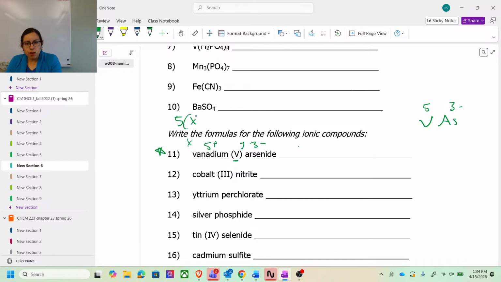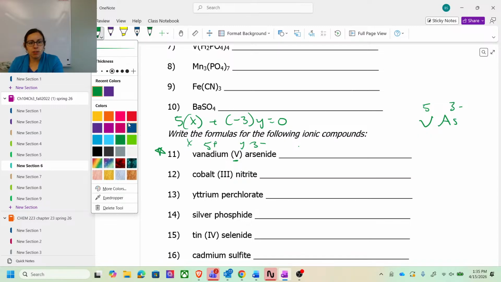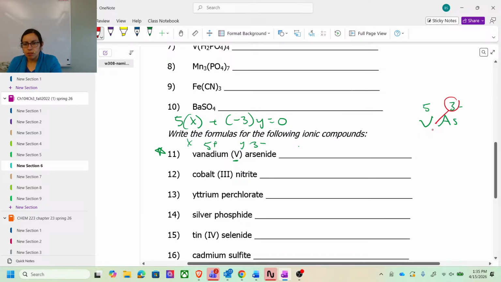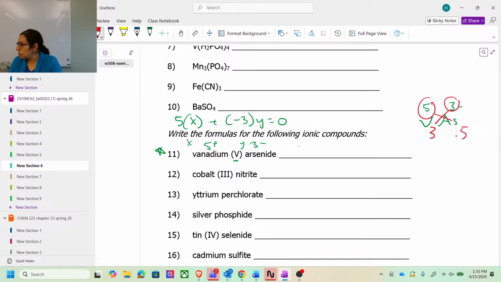So technically, we have 5x plus -3y gives us 0, right? So the easiest way to solve them is to plug in 3 for x and 5 for y, right? And then that balances out the charge. So I like doing this swap trick. So now we drag the 3 down there and the 5 down here. And then you double check that it's in the simplest ratios, but we'll kind of look at some caveats where this swap trick goes wrong. So you just double check yourself. And so we should have gotten V3As5 for this one.